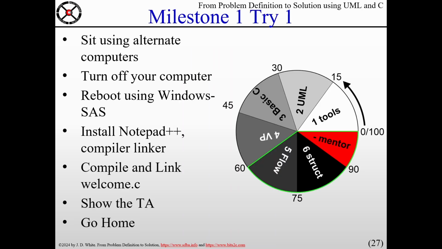What we're going to do first is the first milestone, try one. First of all, please sit at alternate computers. Don't have a person sitting beside you. Every second person will move to a different spot. I'll try to put some papers out for the milestone. You will need to turn off your computer. Then you will reboot using Windows WSAS. You will then install Notepad, the compiler and linker. You will compile and link welcome.c. You will show it to the TA. We will stamp that you have done milestone number 1, and then you may go home.